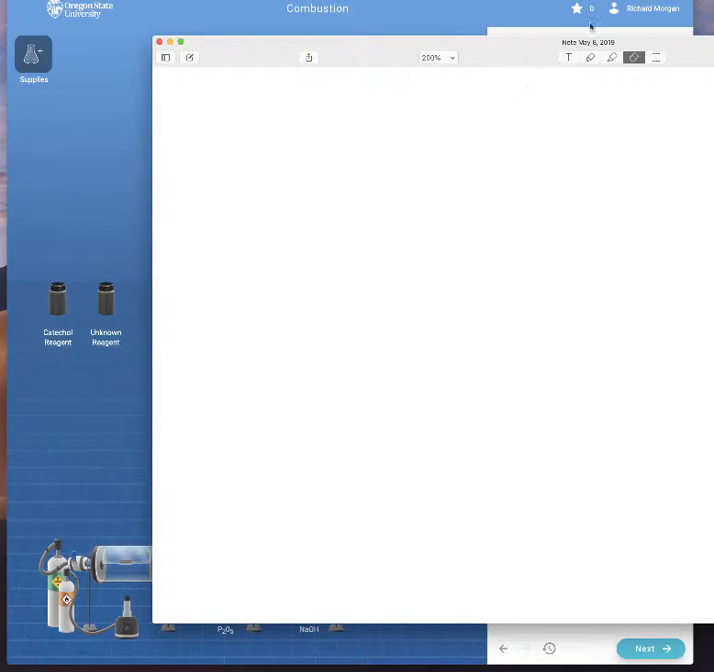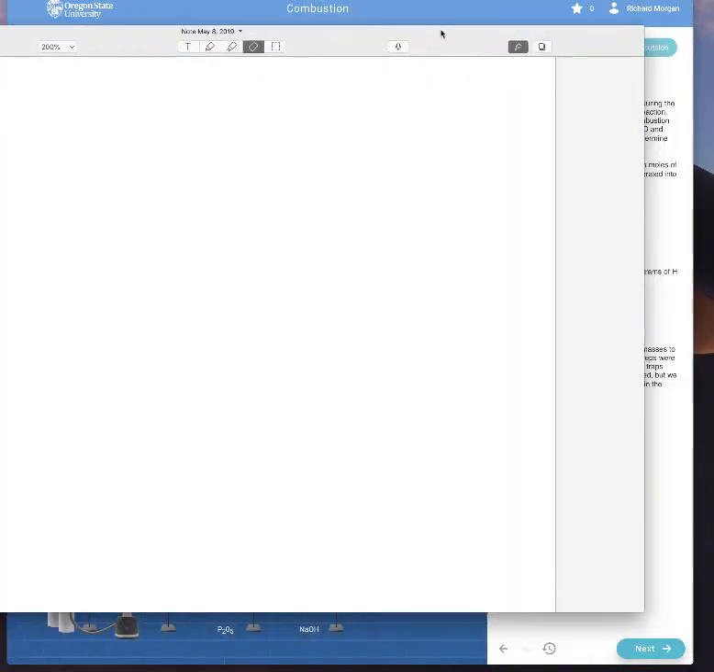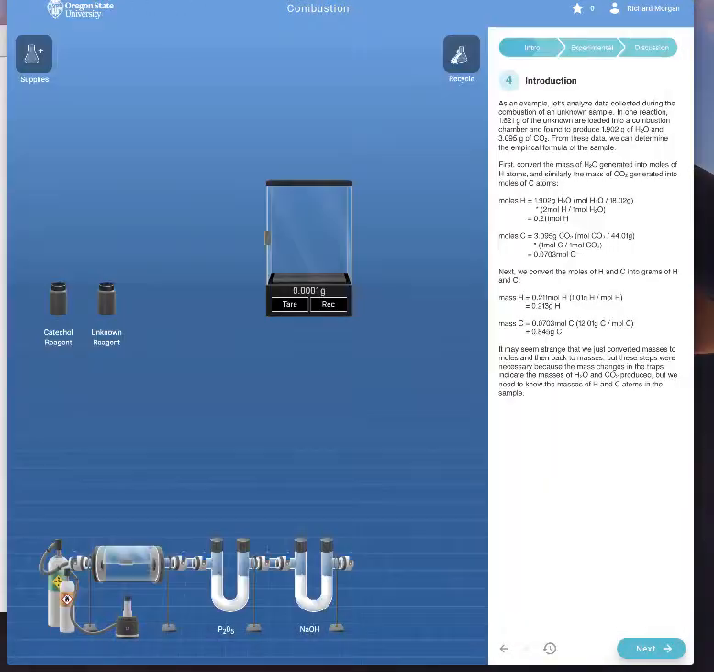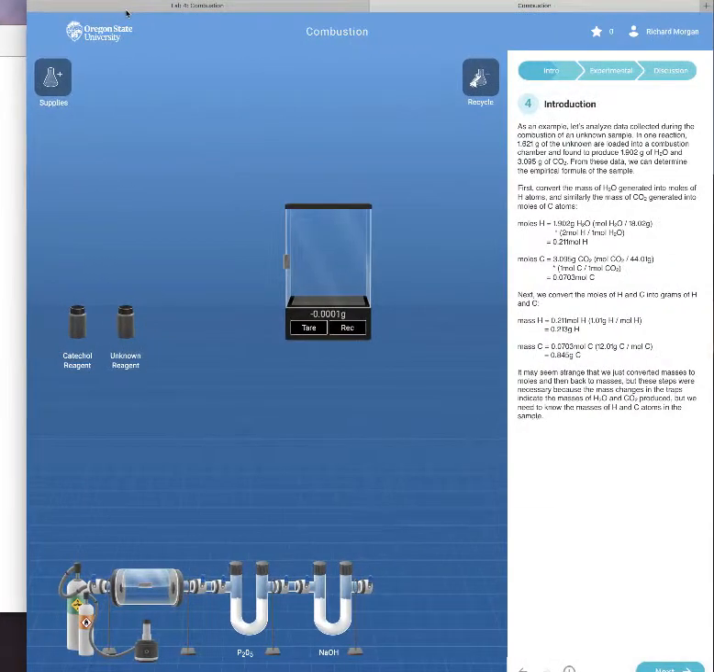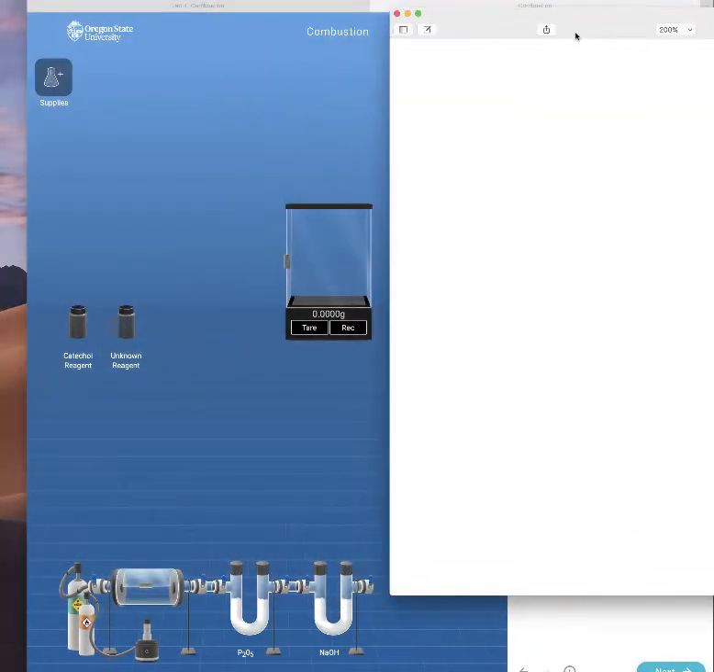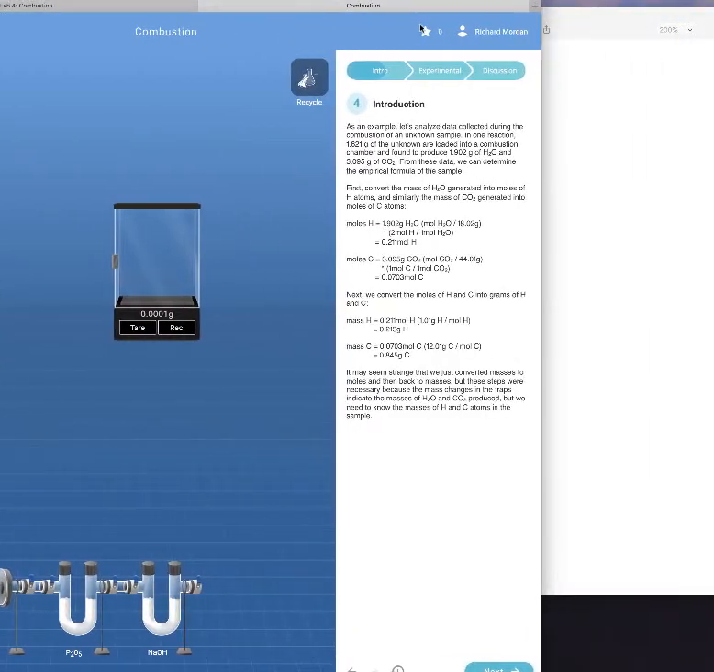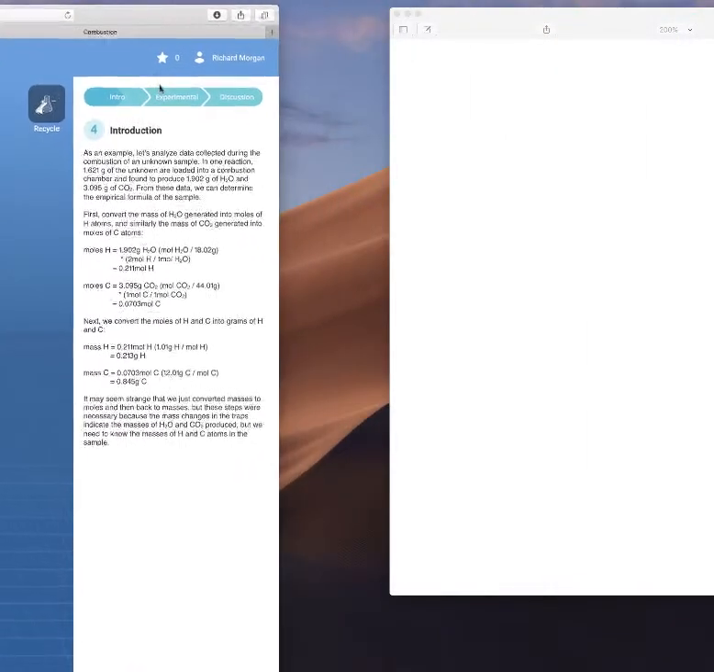In that particular case, I'll try to get them both on the screen at the same time so you can follow along. How does that look? Let me scoot this over here for you. Let's try to get these both on here at once.